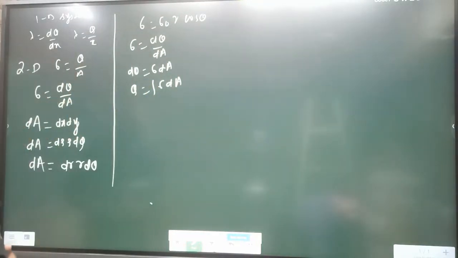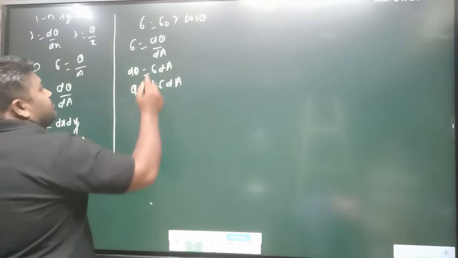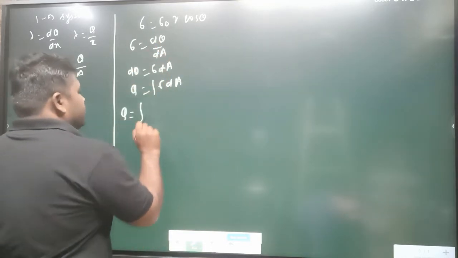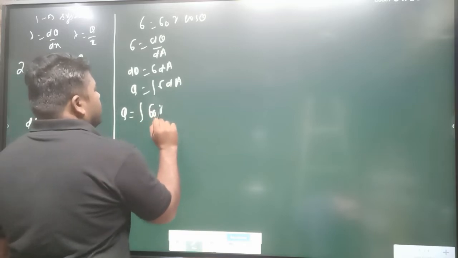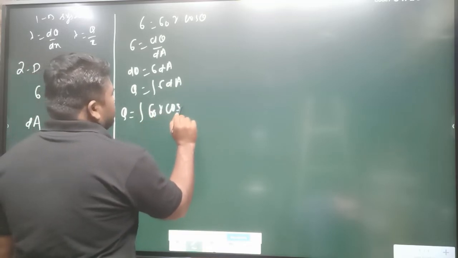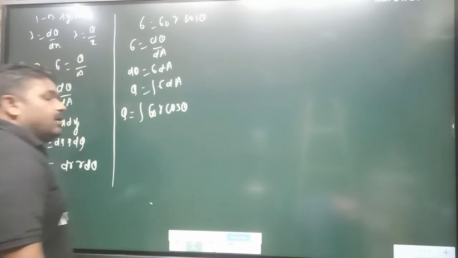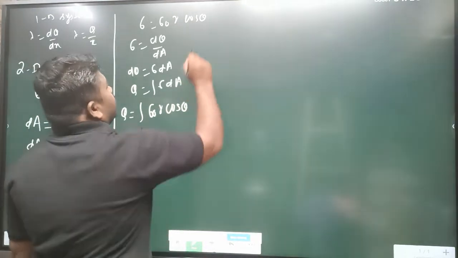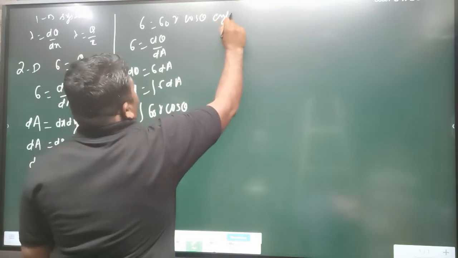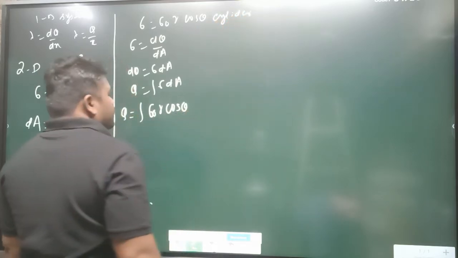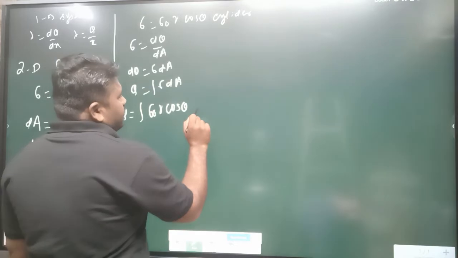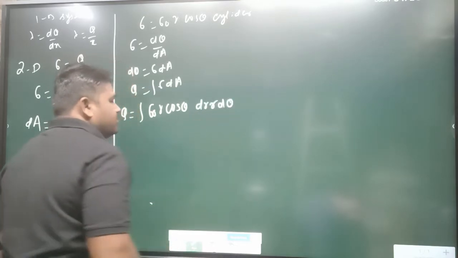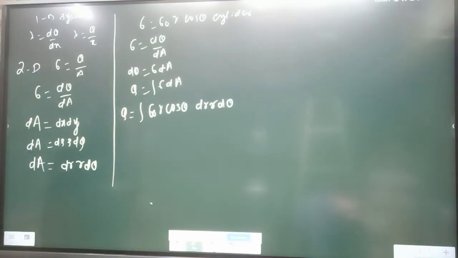Q is the integration of sigma dA. What is the sigma value? Sigma is equal to sigma naught r cos theta. Suppose the system is a cylinder, a cylindrical system. Then what is the value of dA? dA is dr into r d theta. Yes or no?